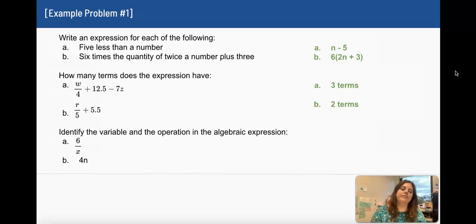Next, identifying the variable and the operation in the algebraic expression. So A, we have 6 over x. That fraction indicates to us division, and our variable is x. So x and division. In B, we have 4n, so our variable is n, and this is how we see multiplication. So here we are multiplying 4 times that number n.